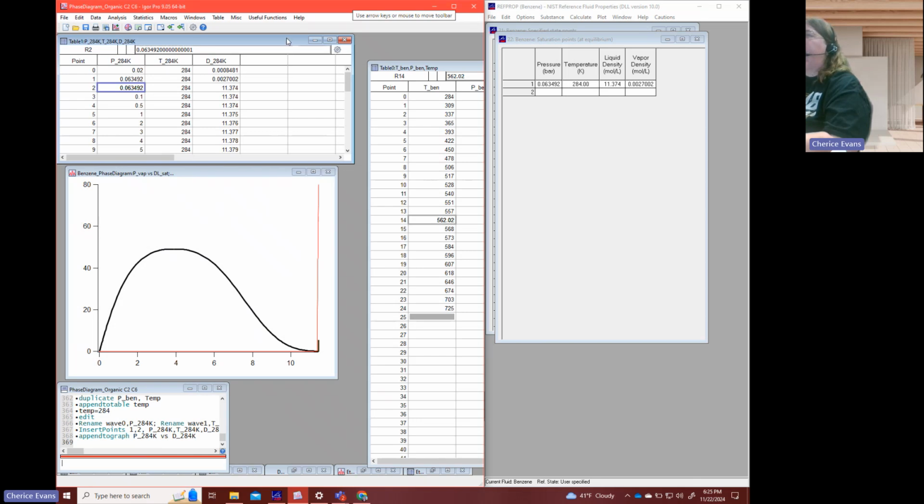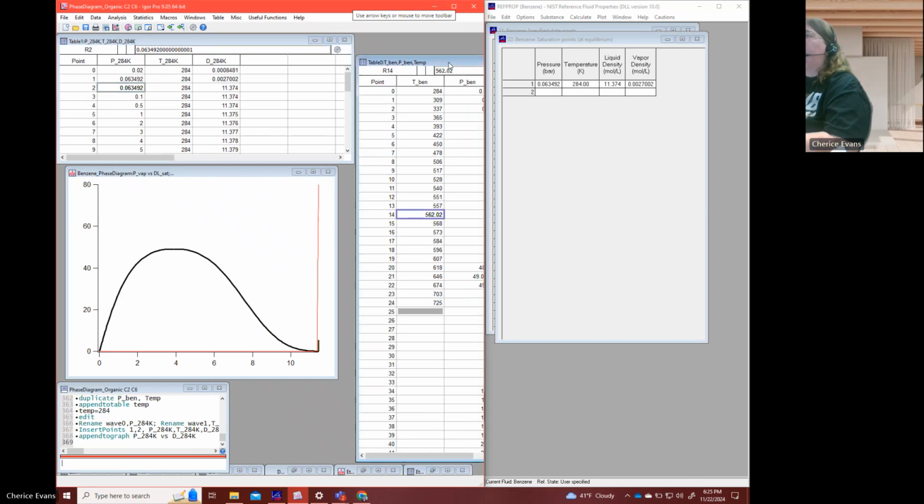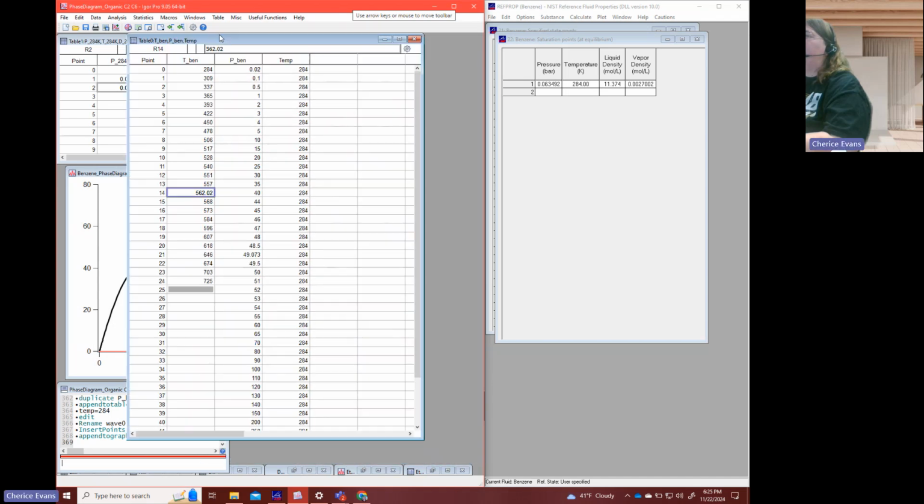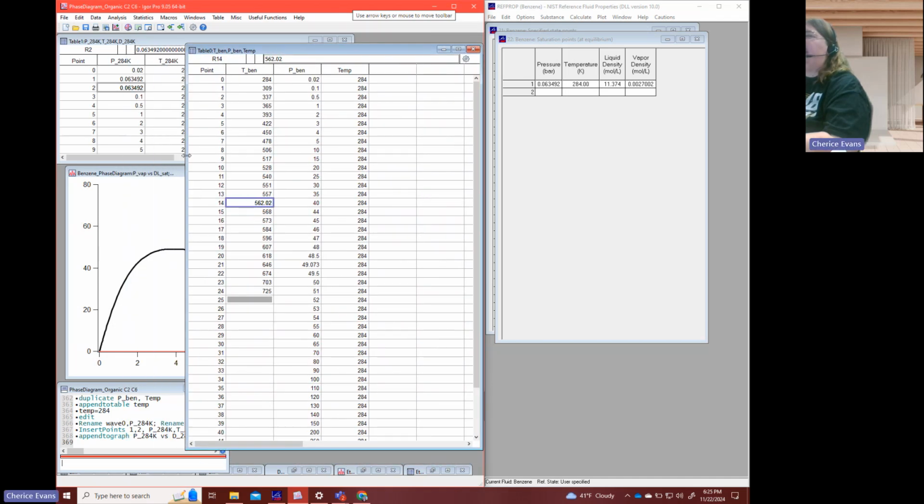Okay, so now make sure I have this table where I can access it.